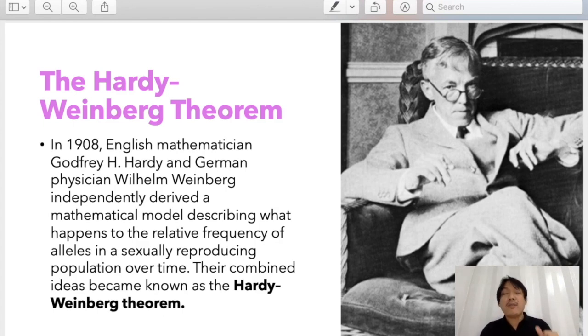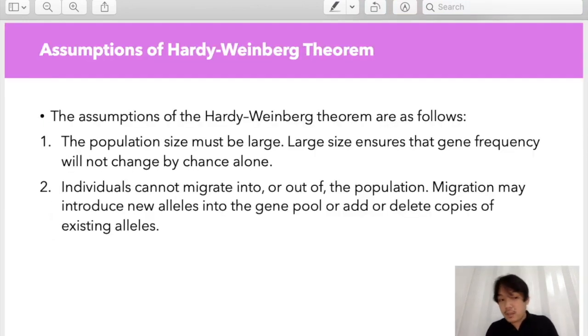These mathematical models explain the relative frequency of alleles. It means how frequent is this allele. Let's say, for example, large eye size. How is it being shared? How much will a certain individual or species acquire that specific trait or allele? So we call this the Hardy-Weinberg theorem. And what are the assumptions of this theorem?